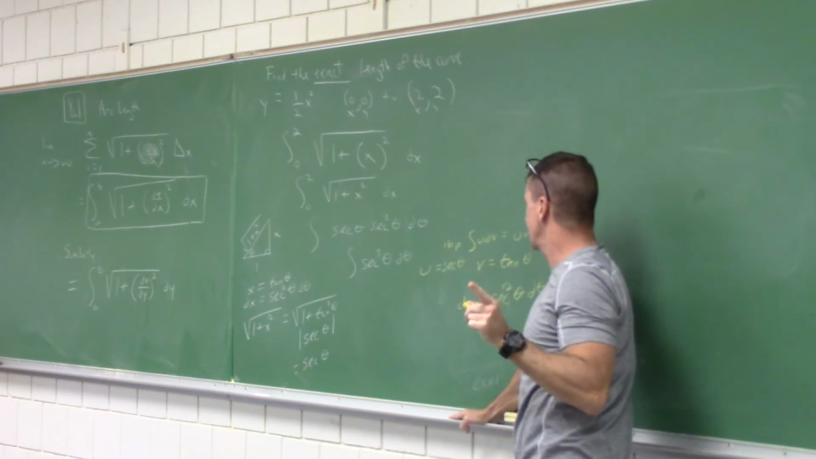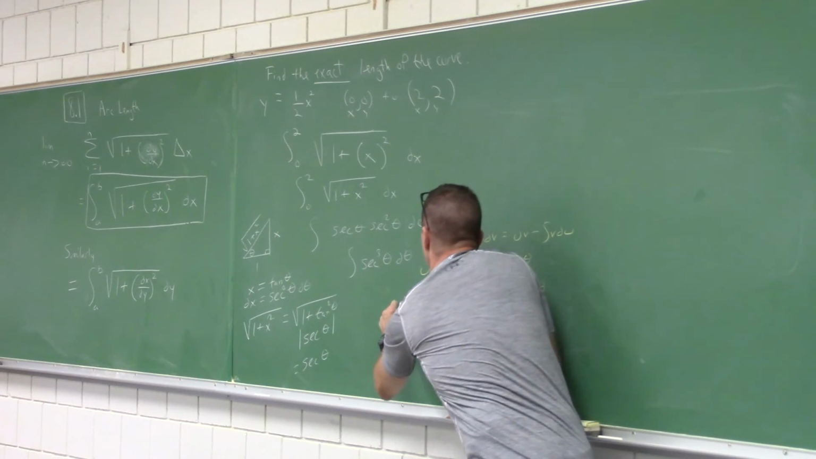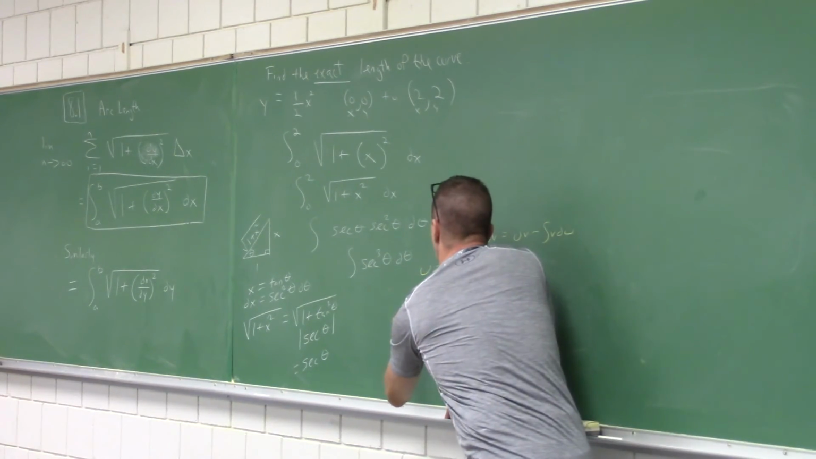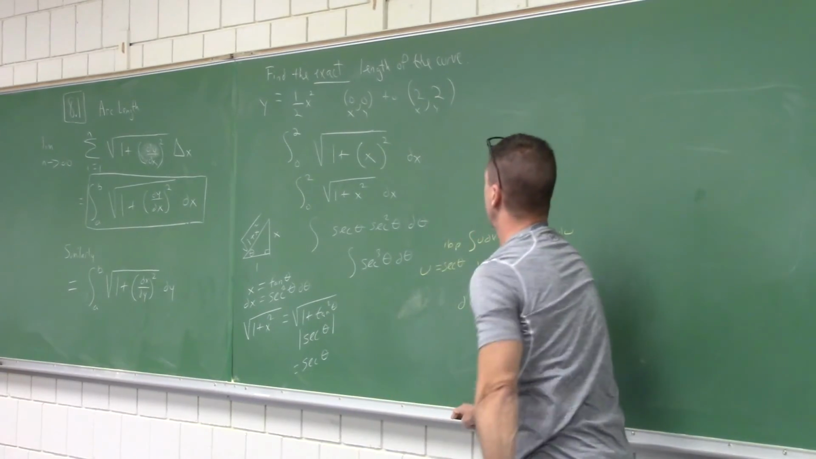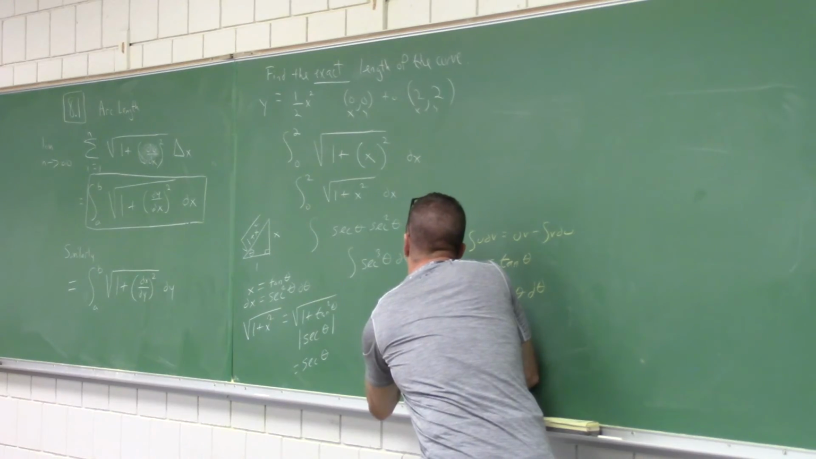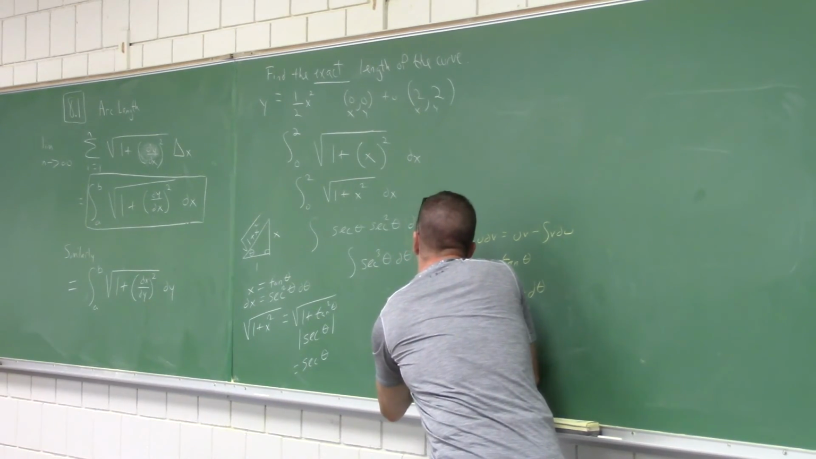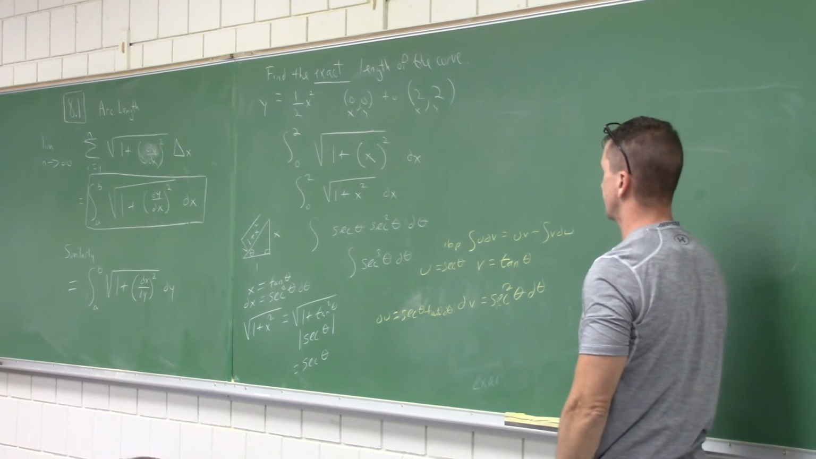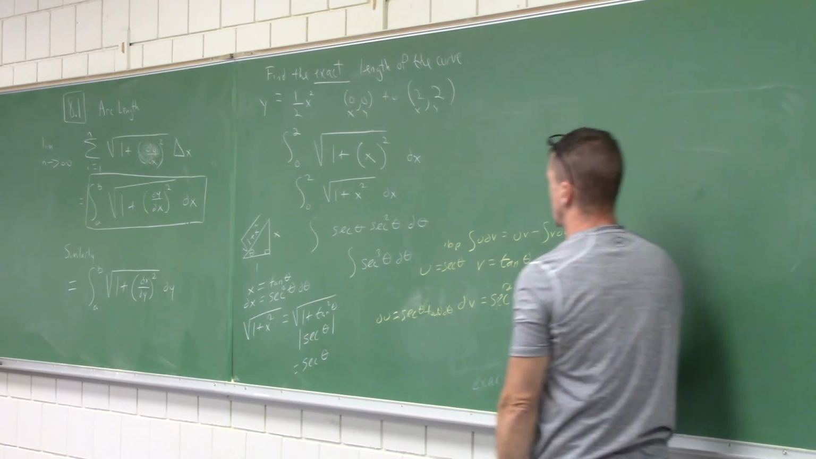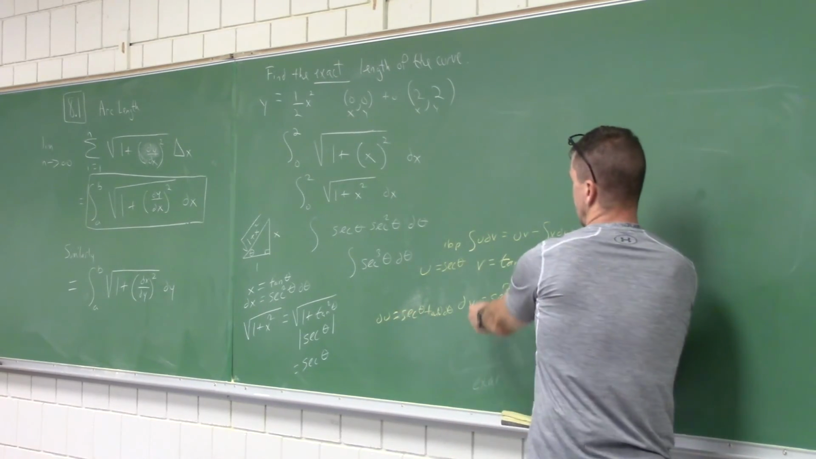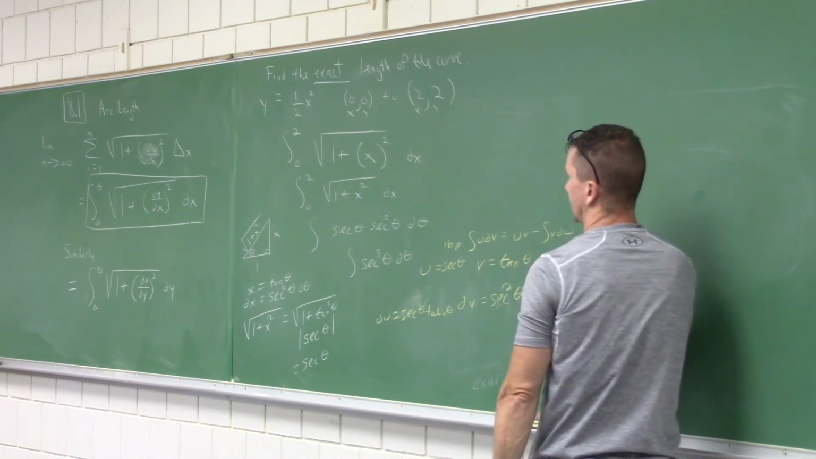What's that derivative? The u equals secant theta, so du equals secant theta tan theta d theta. And dv was secant squared theta d theta, so v equals tan theta.